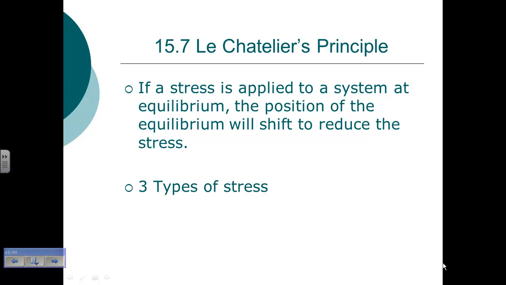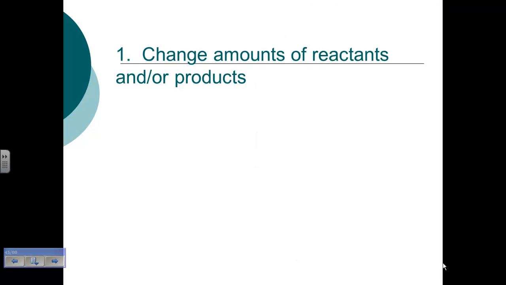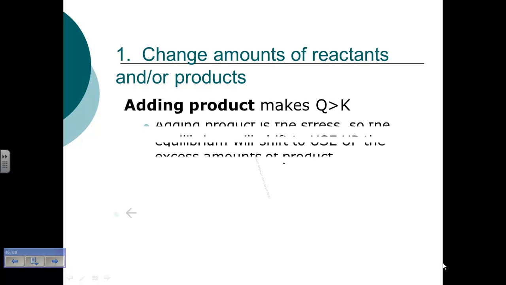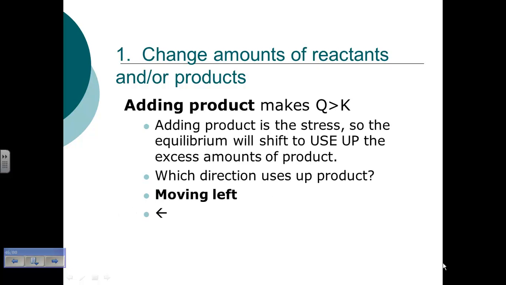The first of the 3 will be changing concentrations of either the reactants or the products. When we change the amount, or let's say the concentration of the reactant or the product, that creates a stress on a system that is in equilibrium. Let's suppose in the first of our examples that we add more product. Adding more product creates a stress on a system by increasing what we called the reaction quotient, Q.